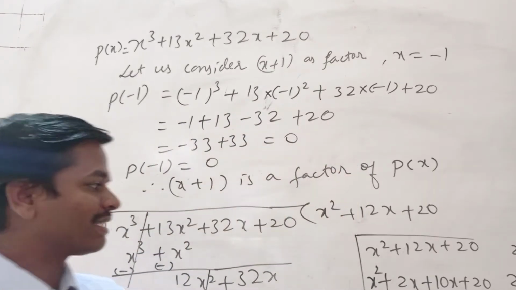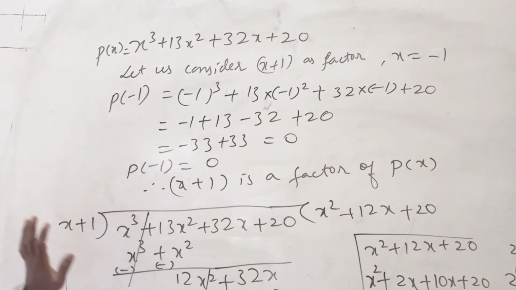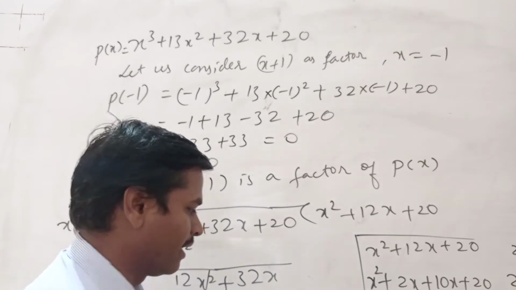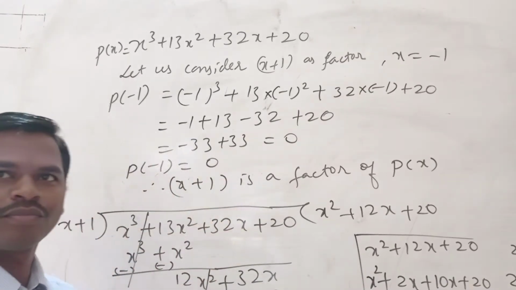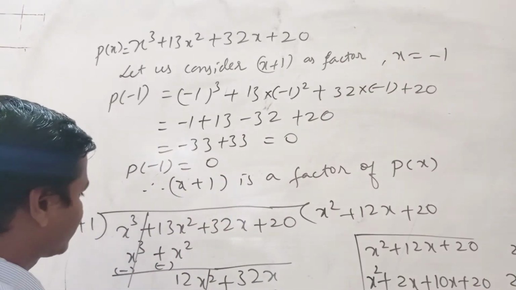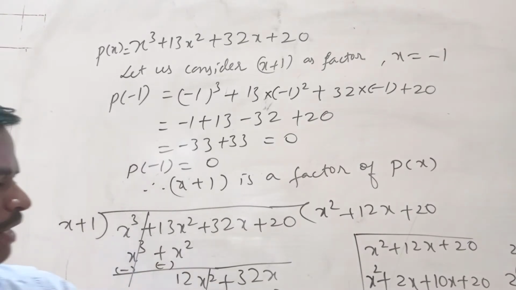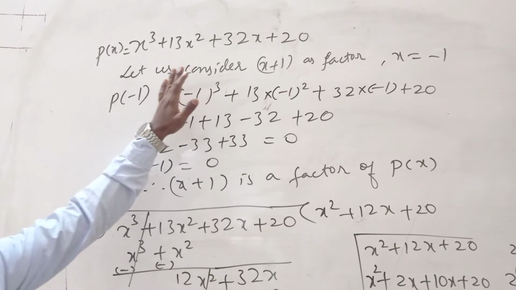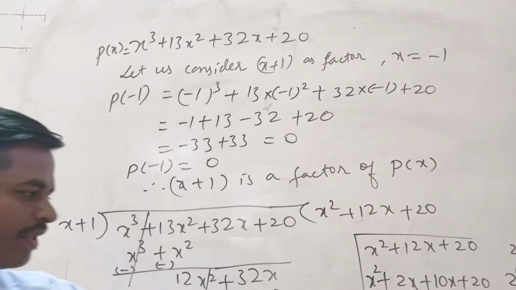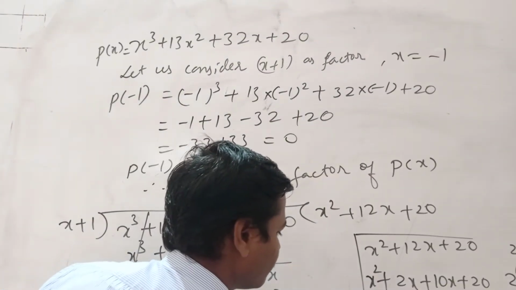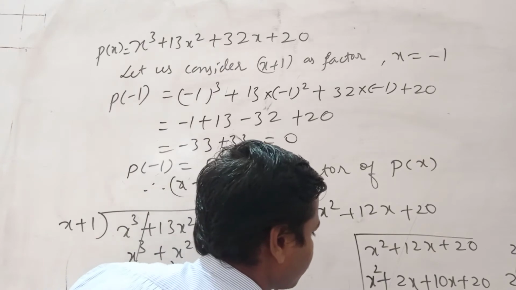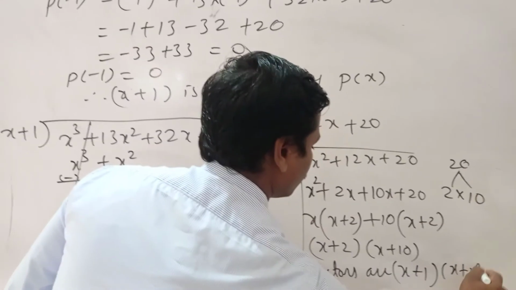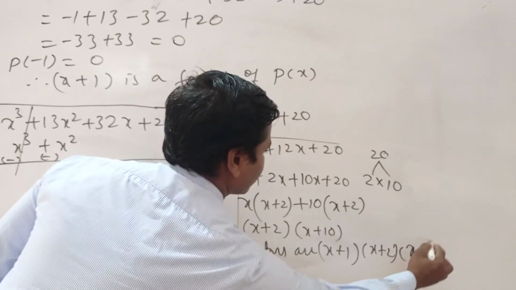Now what are our factors? Factors of the given polynomial are x plus 1, x plus 2 and x plus 10. Okay. X plus 1, x plus 2 and x plus 10 are the factors of this given polynomial.